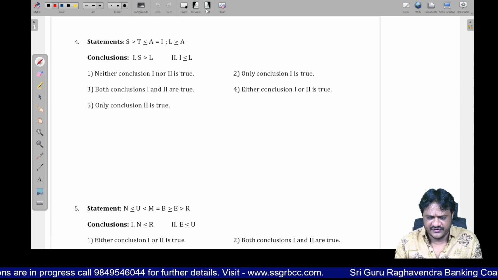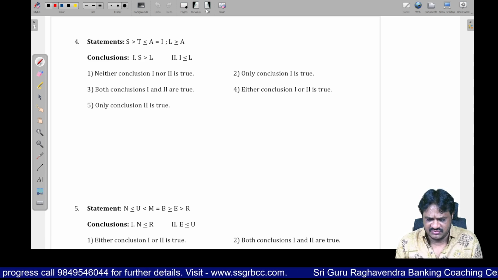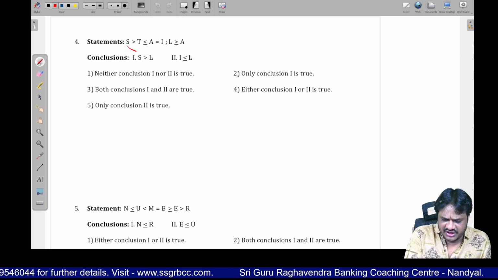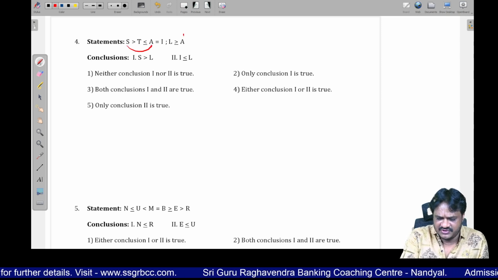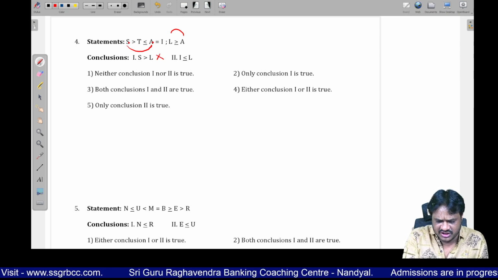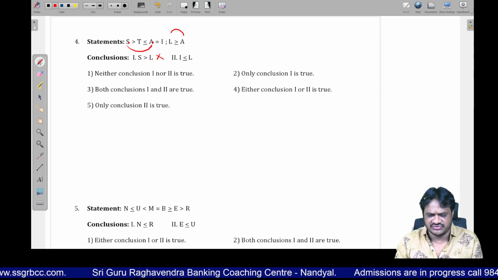First one, S greater than L. This also you can tell very easily. See, S to A only there is no common symbol. A to A there is relation, but S to A there is no common symbol. There is no relation between S and L. First one does not follow.